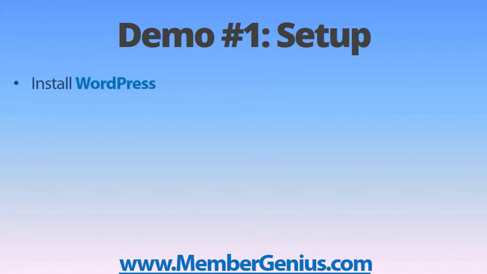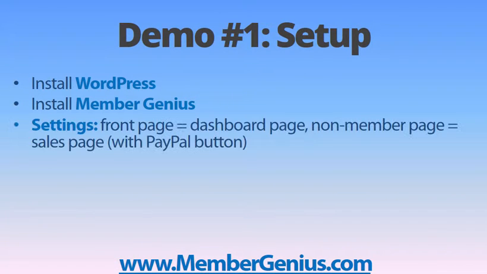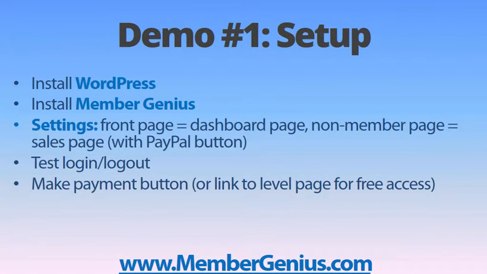So what we did so far, we installed WordPress, we installed a thing called Member Genius, we set up our dashboard page for logged in members, we set up a sales page for logged out members, and then we can test our login and log out pages, which you kind of did, went out, came back in. We can make a payment button so that we can charge money.